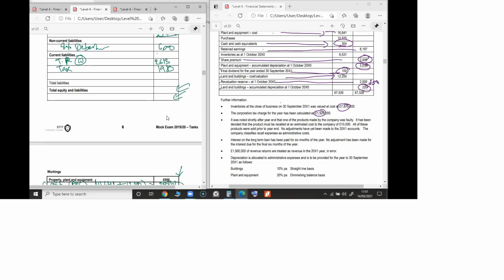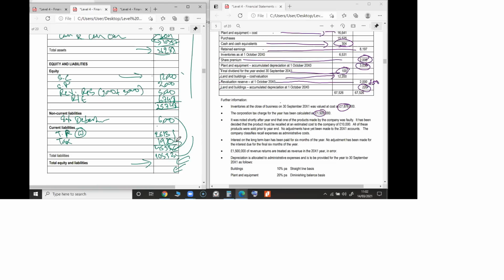If you add these two, you can get the 4533. 4533 is the total current liability, and when you add this current liability and the non-current liability, you get total liability, which is 10,533, isn't it? 10,533. Well, now when you add this with the equity, what do you get?